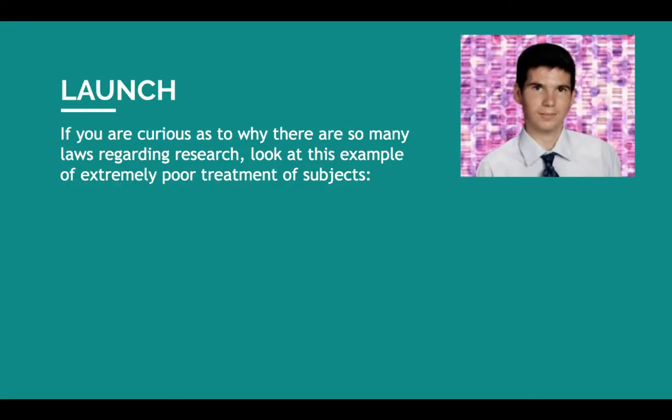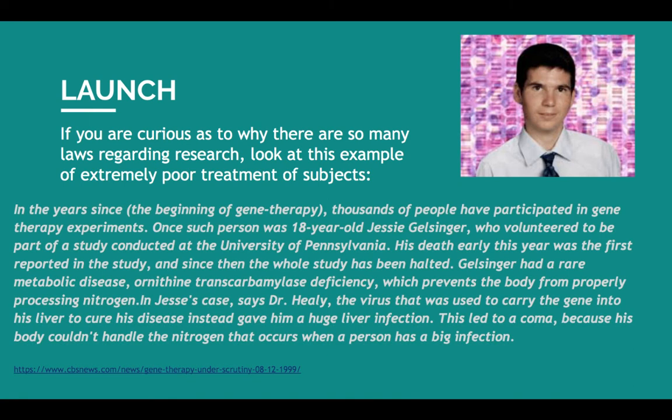All right, now I'm going to leave you with this. If you're curious as to why there are so many laws regarding research, I want you to look at this example of an extremely poor treatment of a subject. This gentleman right here, his name is Jesse Gelsinger. He volunteered to participate in a gene therapy experiment, and his death happened because of this. It was reported in the study, and the whole study has since been halted. This was back in '99. He had a rare metabolic disease. I'm not going to try to pronounce it. It prevents the body from properly processing nitrogen.